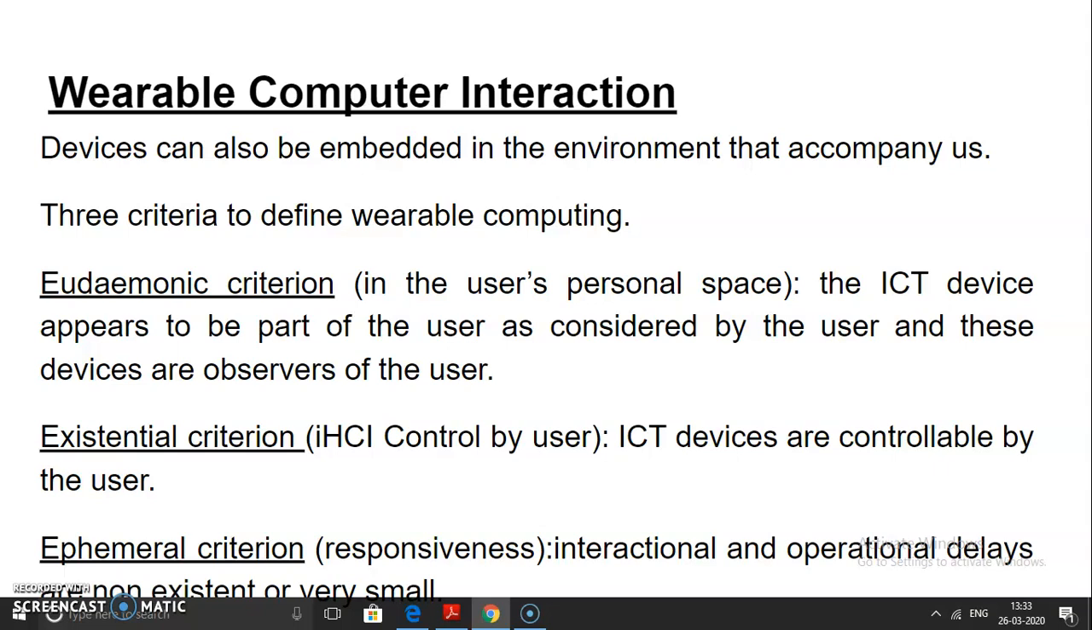Last criteria is ephemeral criteria. According to this criteria, responsiveness is very important. You cannot say that the user will use a device and that device will take a 10 minute or 20 minute delay for providing a response. No, the device should be responsive. Device should take a very short delay or no delay while providing the response. So within a short span, that device should provide the information demanded by the user.